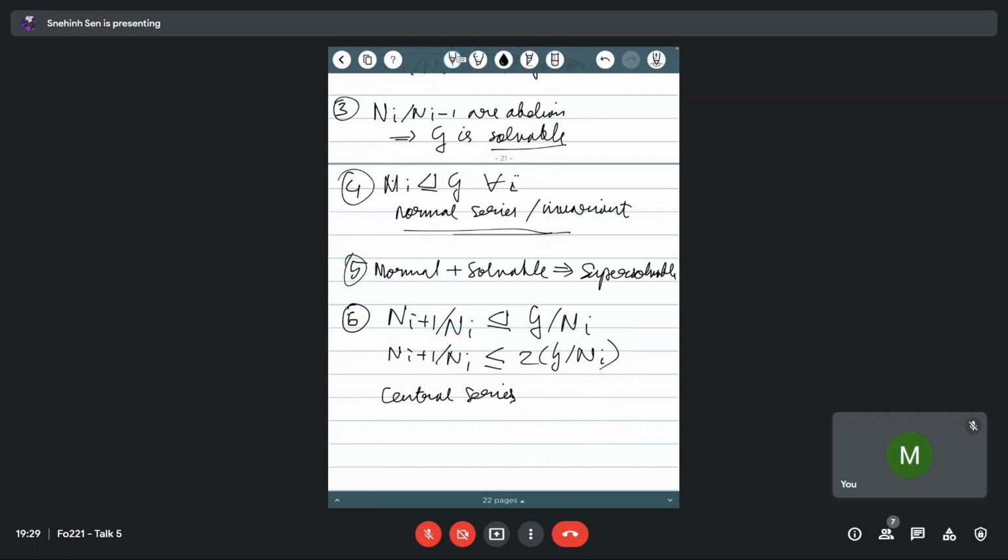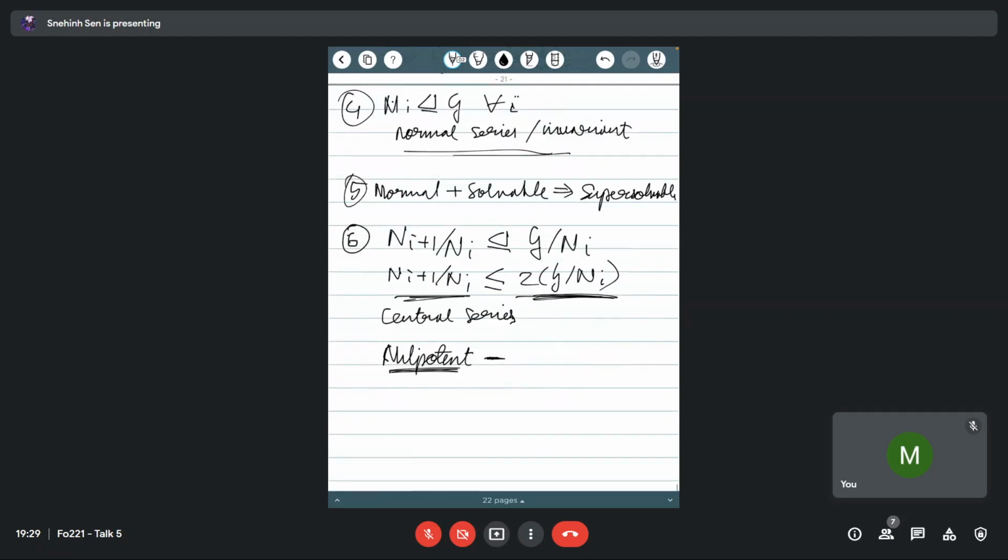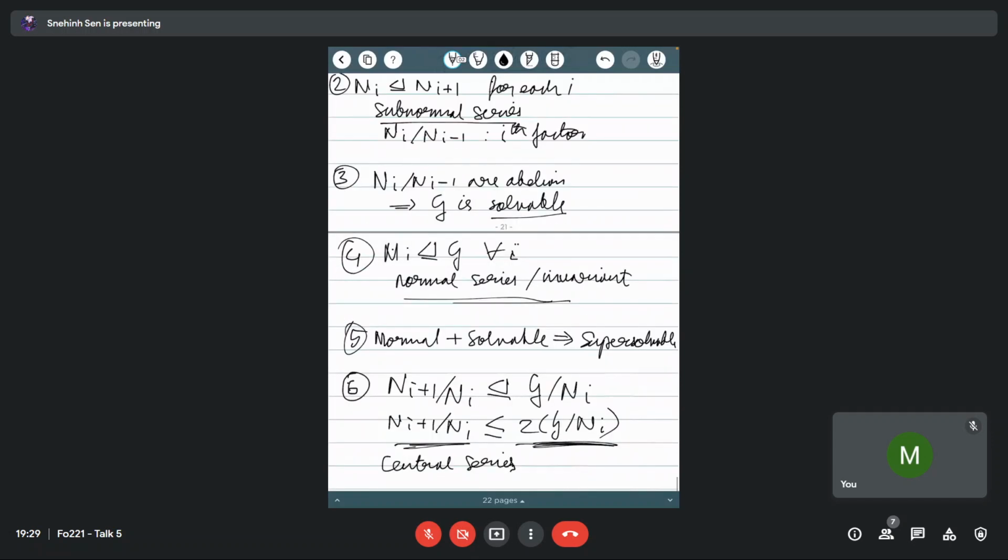But if you can reach A5 and there is a central series with some good factors, over here it has to be abelian, right? Because it's in the center. So we say if a group possesses a central series, we call such a group nilpotent. But what is the motivation behind this definition? It would require some advanced algebra to understand. I just wanted to include it because it's very close to what we are doing. So hence it was included in this talk.